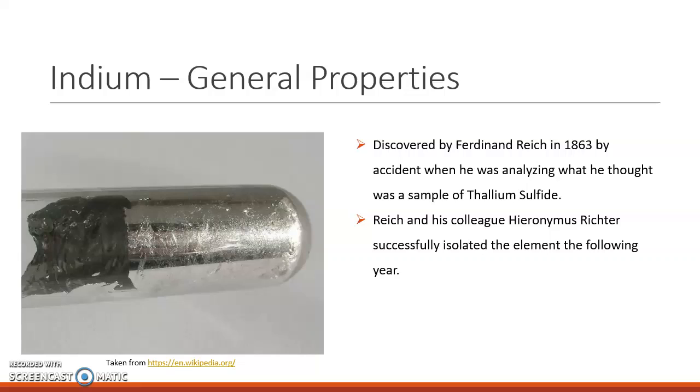Indium was first discovered by Ferdinand Reich in 1863, who stumbled upon it when he first extracted what he thought was thallium sulfide. Analysis of the atomic spectrum showed that the lines were not consistent with the element thallium. The compound was isolated the following year with the help of his colleague Hieronymus Richter. As you can see on the left of the screen, it is a solid of grayish color at standard pressure and room temperature.